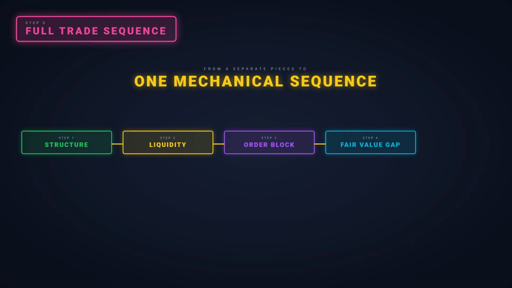Everything up to this point has been individual components. You learned each one separately, you understand each one mechanically, and if you tested any one of them in isolation, you'd get mixed results. That's expected because none of them are standalone systems. They are parts of a sequence, and a sequence only works when you execute it in order, completely, every time. That is what this step is.